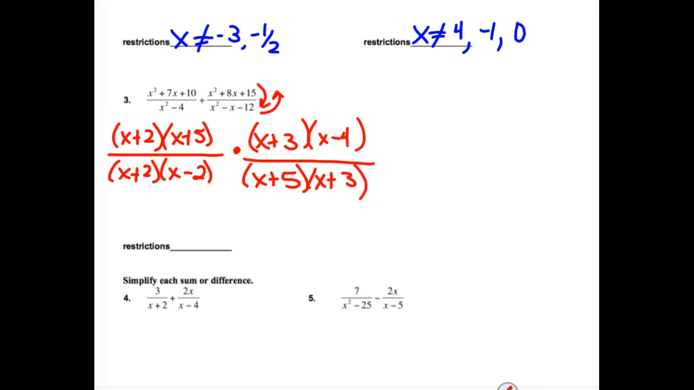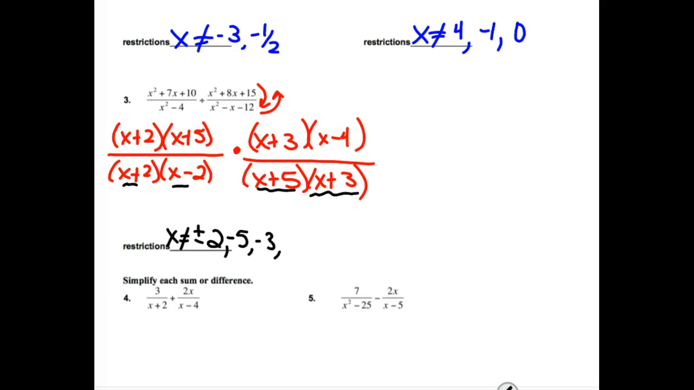All right. Domain restrictions. So again, I'm going through each piece. The first one here, x can't be a negative 2, here it can't be a 2. All right, so plus minus 2. Over in this one, x can't be negative 5. X can't be negative 3.